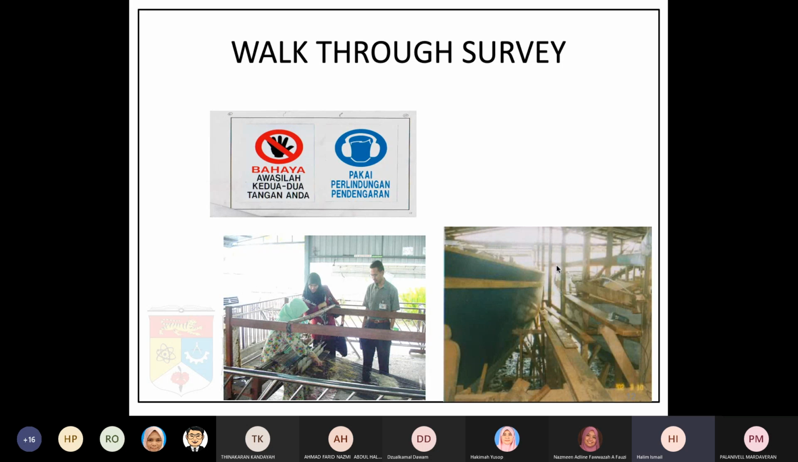This is an example of how, in order for an occupational or environmental practitioner to properly do a risk assessment, they need to do a walkthrough survey.